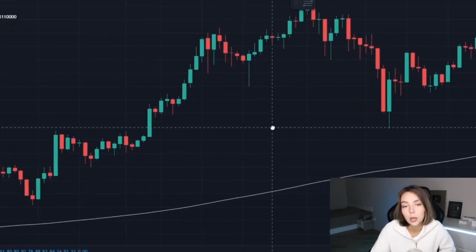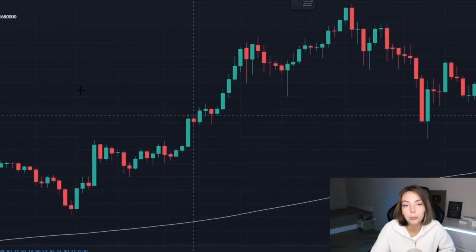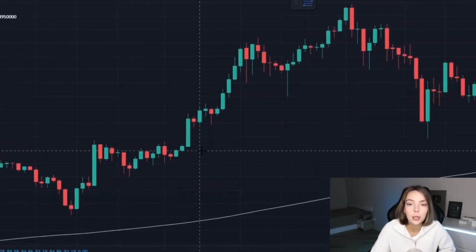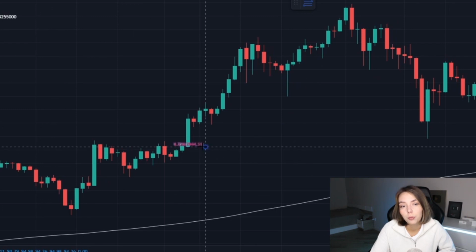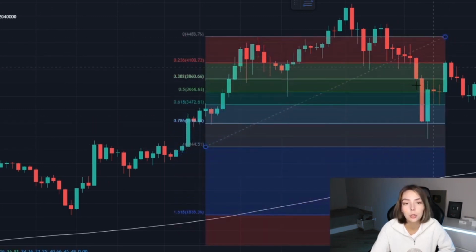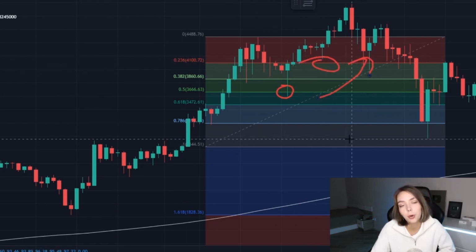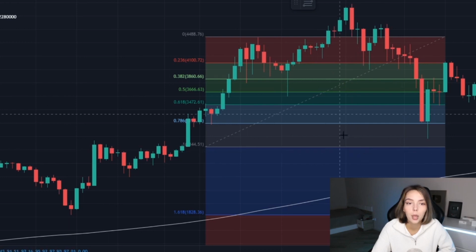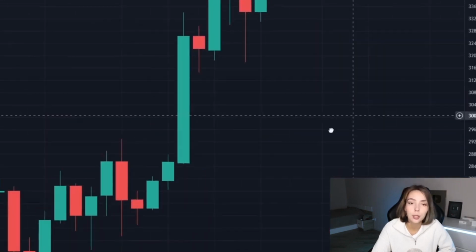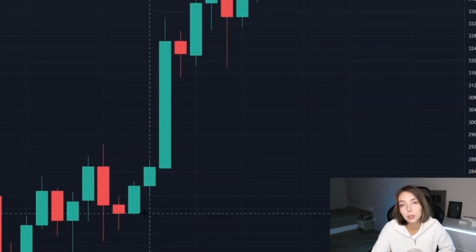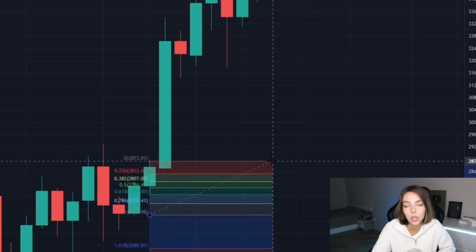Let's look at another example. We see a massive pump for several days, then we see a correction to the 0.5 level, after which the price returns to the 0.236 level again, where we again fix a profit of 5.31%.